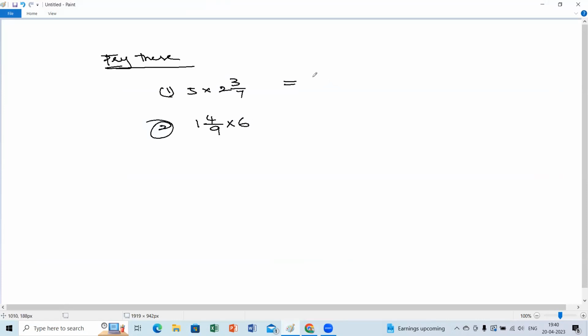Yes, same thing. First convert them into improper fractions. 7 twos are 14. 14 plus 3 is 17 by 7. So this 3 belongs to the numerator. So 5 into 17 by 1 into 7. 17 fives are 85 by 7. 7 elevens are 77. 7 twos are 14. 1 by 7 is the answer.